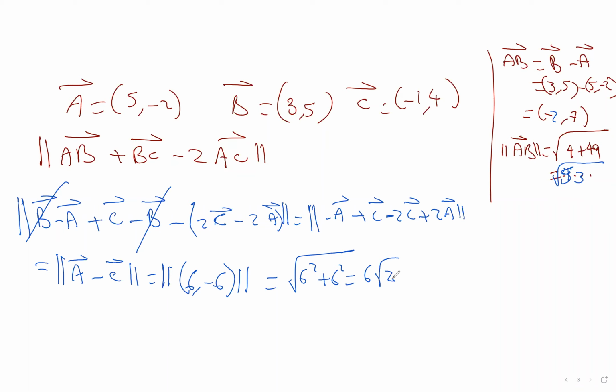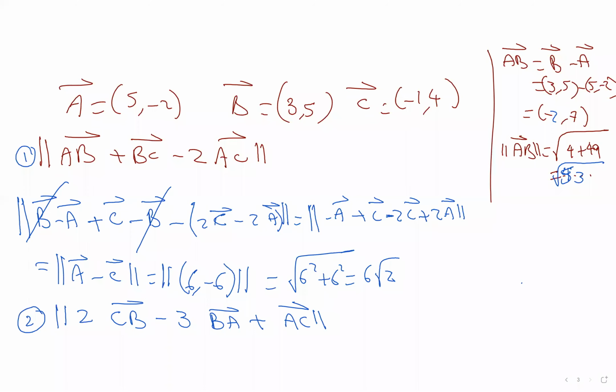Okay. This is number 1. How can you solve number 2? The norm of 2CB minus 3BA plus AC, and find the norm. Okay, can you solve it please?